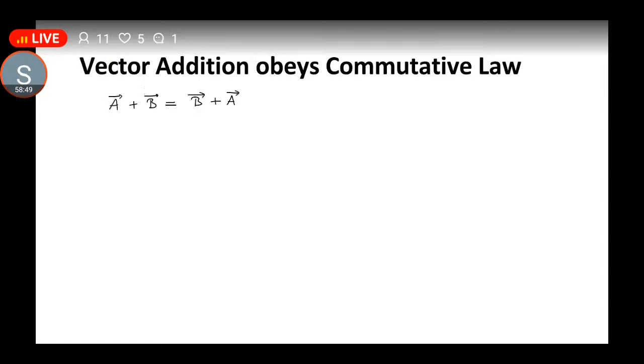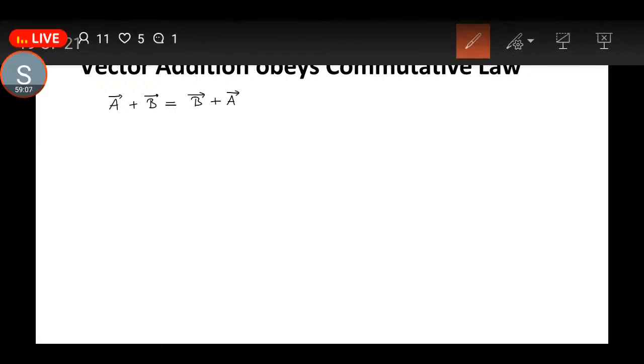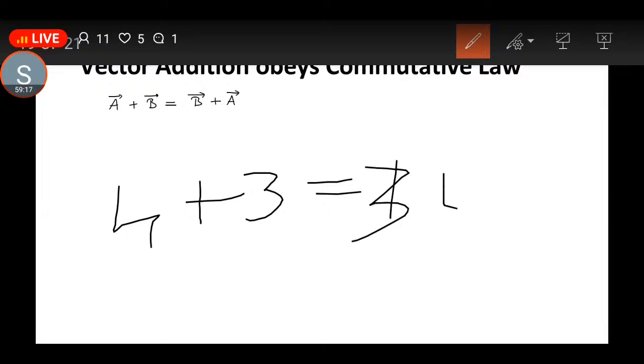Now the commutative and associative law of vector addition. Vector addition is commutative. That is, vector A plus vector B is equal to vector B plus vector A, the same, right? I'll show you, A plus B is equal to B plus A. How? If I take 4 plus 3 is equal to 3 plus 4, everything is the same, right? That is the commutative law.